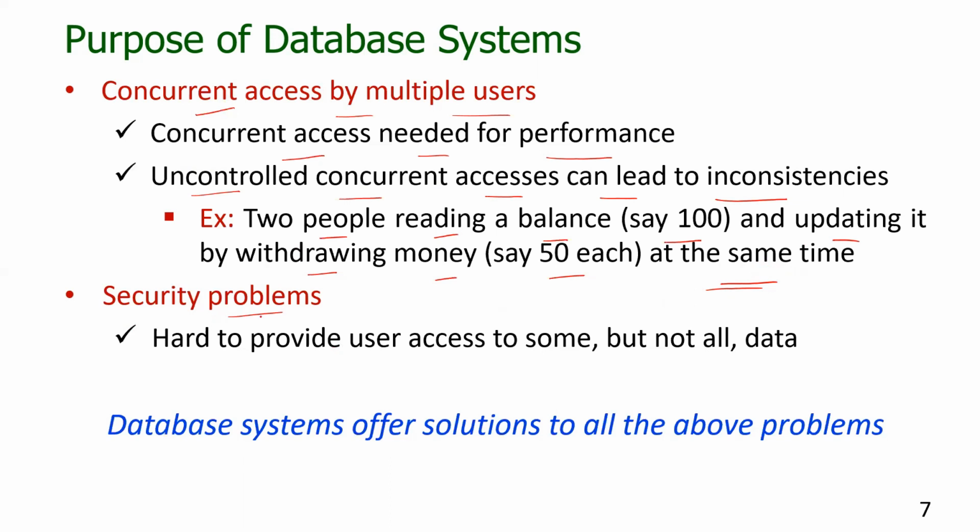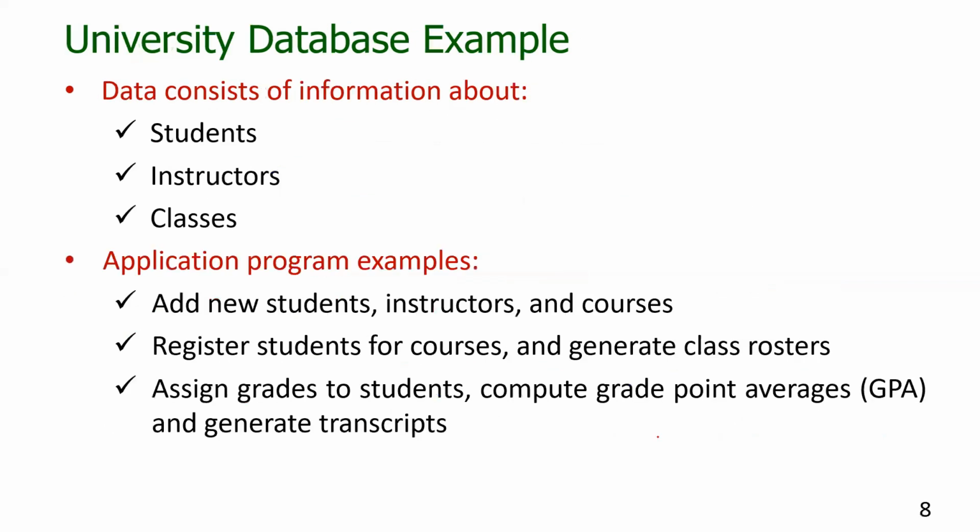Then security problems. It is very hard to provide users access to some, but not all, data. These are some of the drawbacks of file systems. These can be overcome in database systems. Finally, a database system offers solutions to all these problems. That is the advantage of a database system compared to a file system.